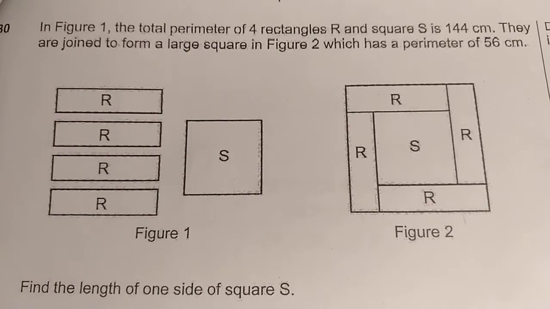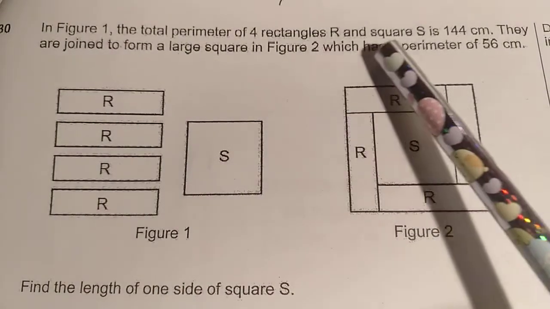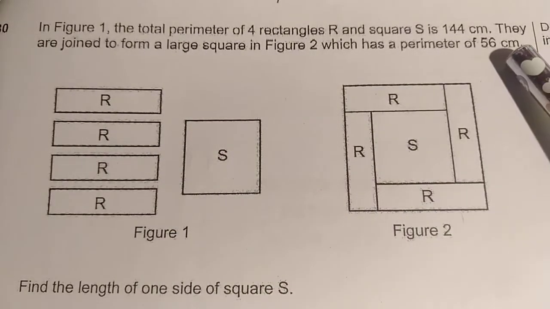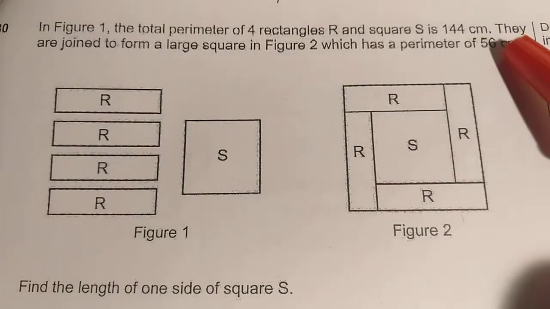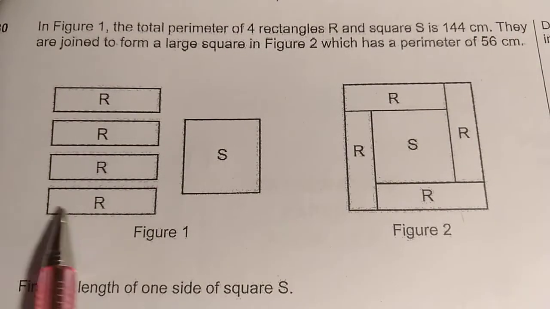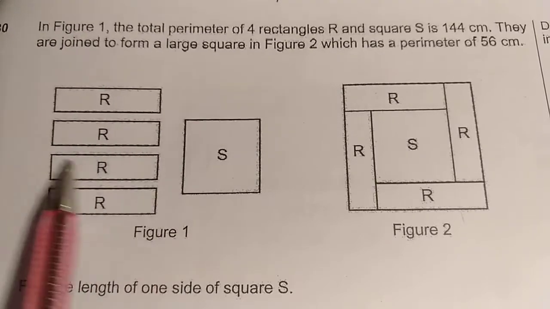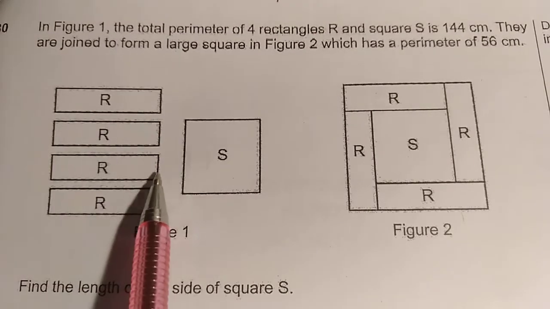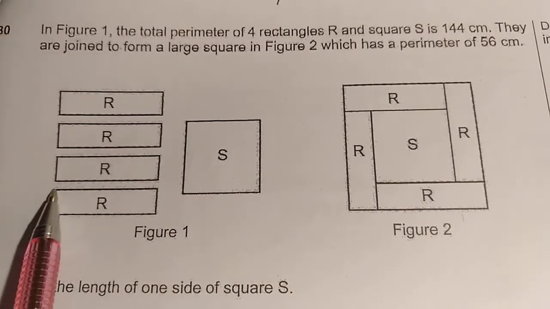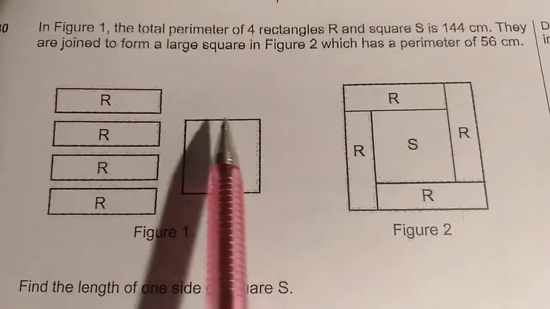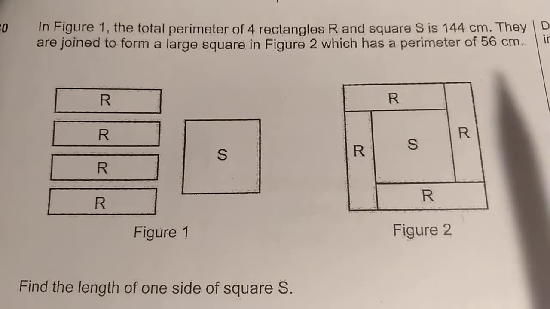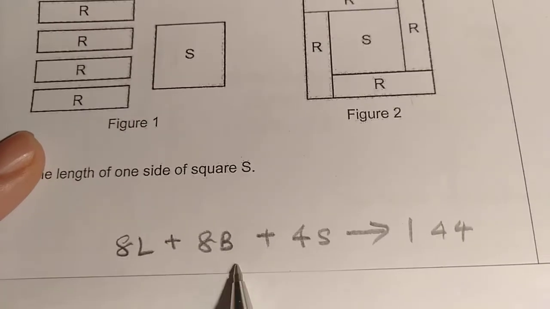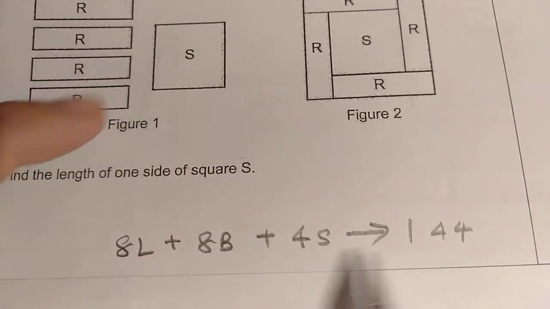In this figure, the perimeter of the 4 rectangles R and square is 144 cm. They are joined to form a large square in figure 2 with a different perimeter now, 56. So this 144 cm, what is it made up of? It's made up of 1 length, 2 lengths, 3 lengths, up to 8 lengths, and 1 breadth, 2 breadths, up to 8 breadths, and 4 sides here. And that is 144. 8 lengths and 8 breadths plus 4 sides is 144.